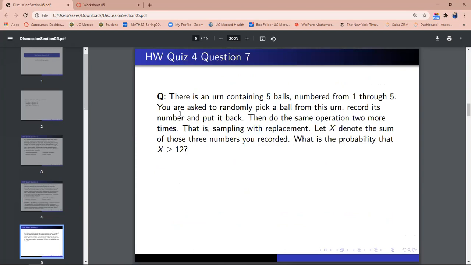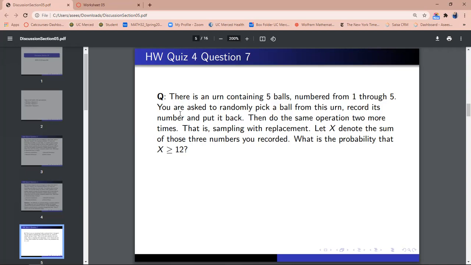So next, we have an urn which has 5 balls numbered 1 through 5. We are randomly picking a ball, recording its number, and then putting it back. So what does that mean? If we are taking a ball, recording what it was, and then putting it back, what's happening? Is the urn replacement? Perfect. Yes, thank you, guys. We are sampling with replacement.